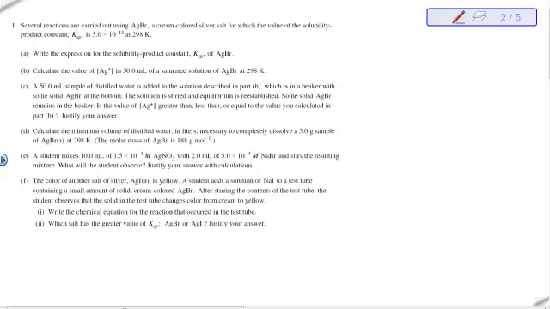So at the top you see several reactions are carried out with the silver bromide, which is cream colored, and it has a KSP value of 5 times 10 to the negative 13th. It says write the expression for the solubility constant, so you can show this, and that'll get you 1 point.